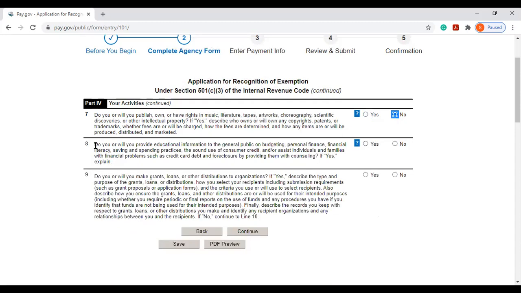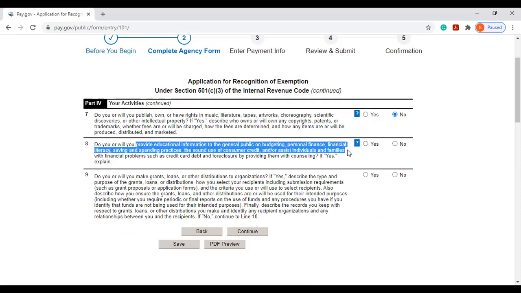Question 8, do you or will you, not you, the organization, provide educational information to the general public on budgeting, personal finance, financial literacy, saving and spending practices, the sound use of consumer credit, and or assist individuals and families with financial problems such as credit card debt, foreclosure, by providing them with counseling? If yes, explain. This is very popular. I've helped several people complete application packets who were planning to provide financial literacy training. So in that case, you will have to answer yes, but let's learn more about it.